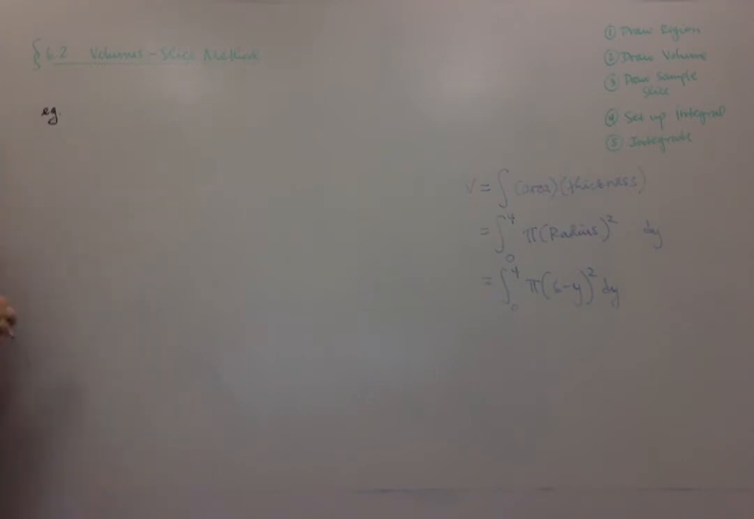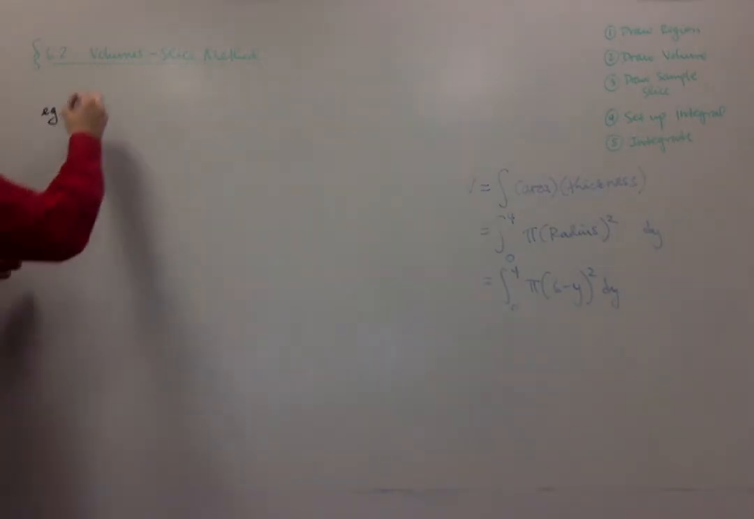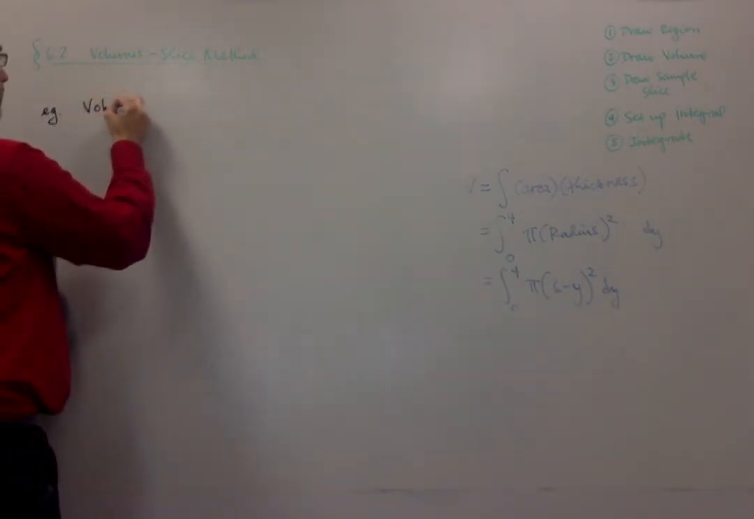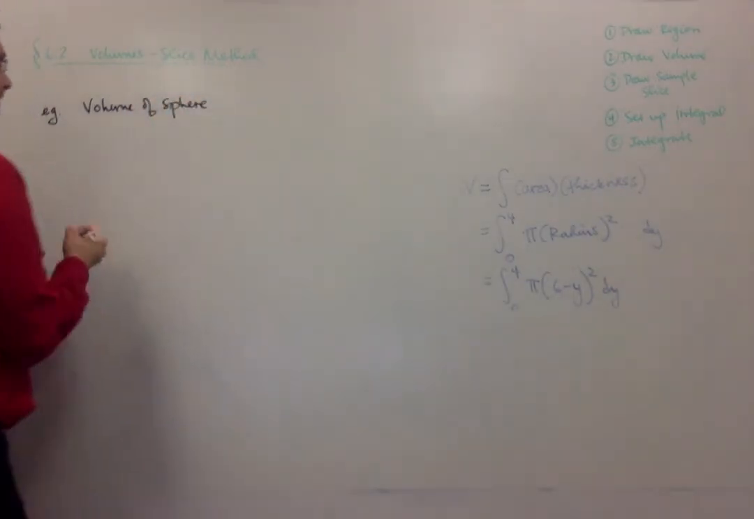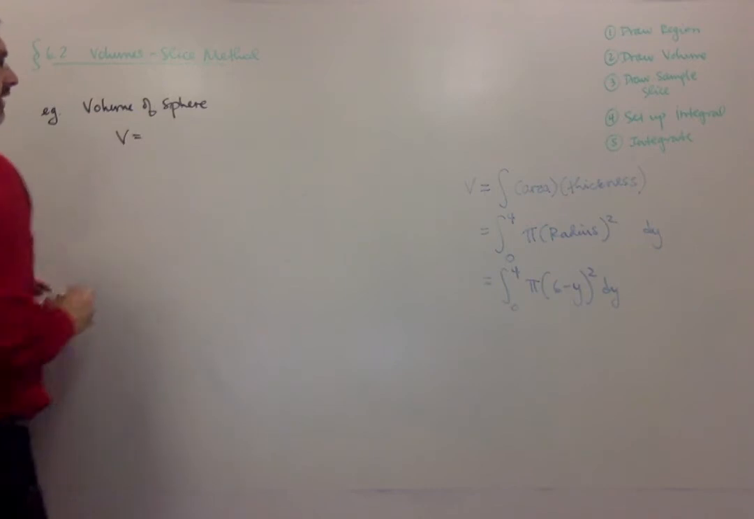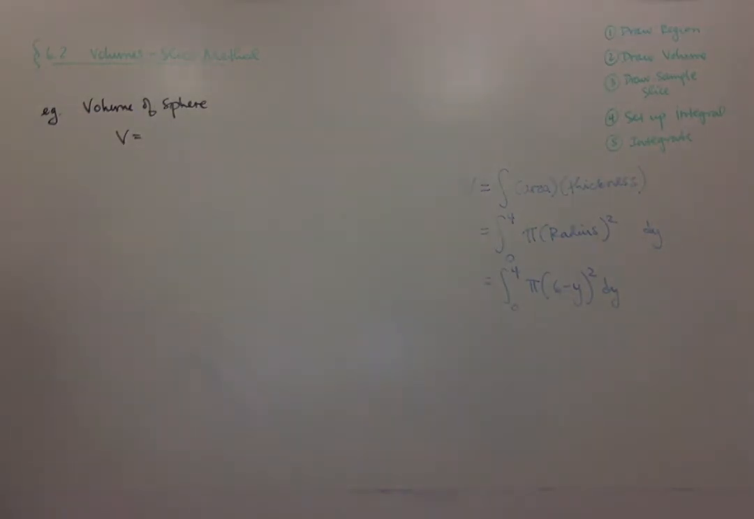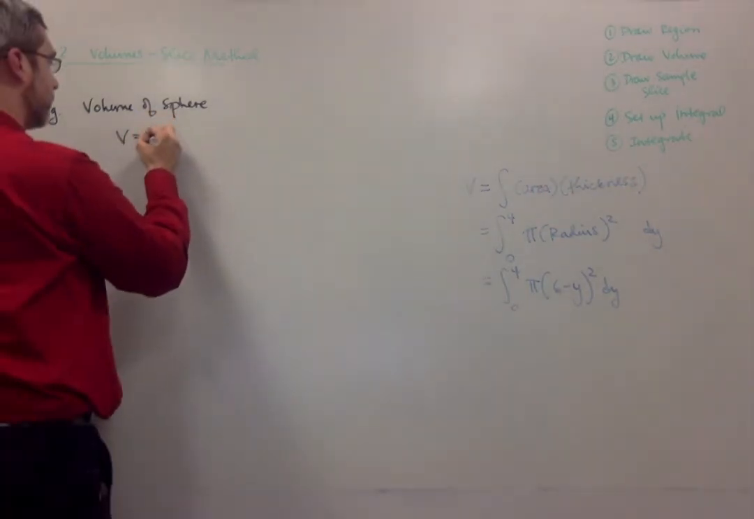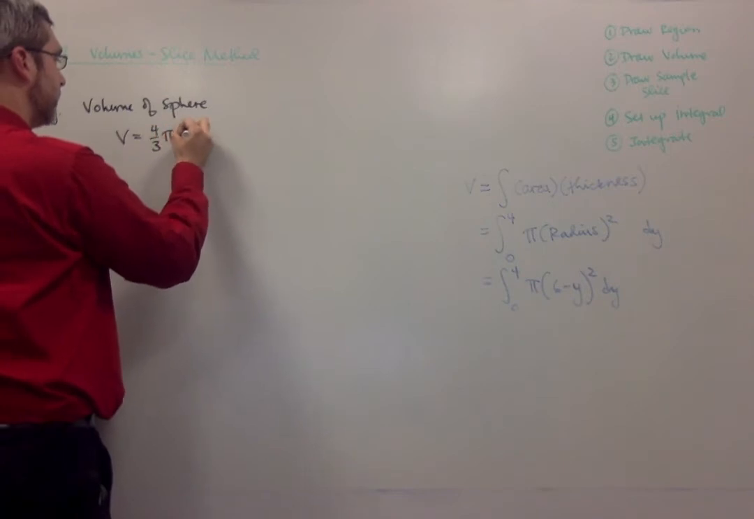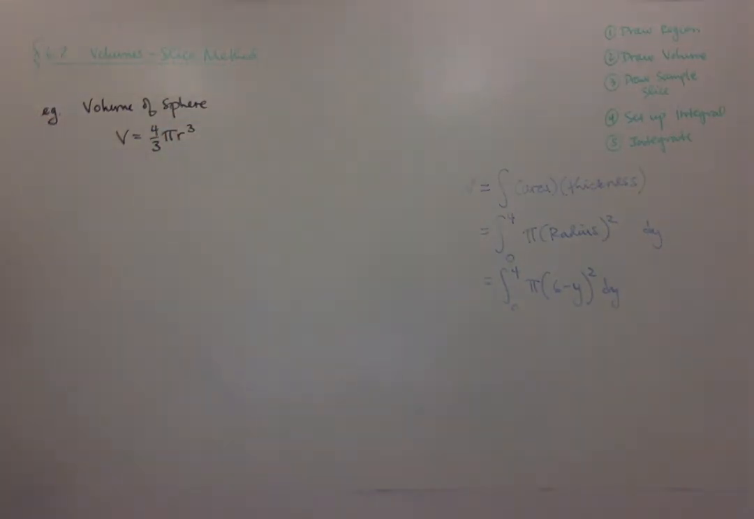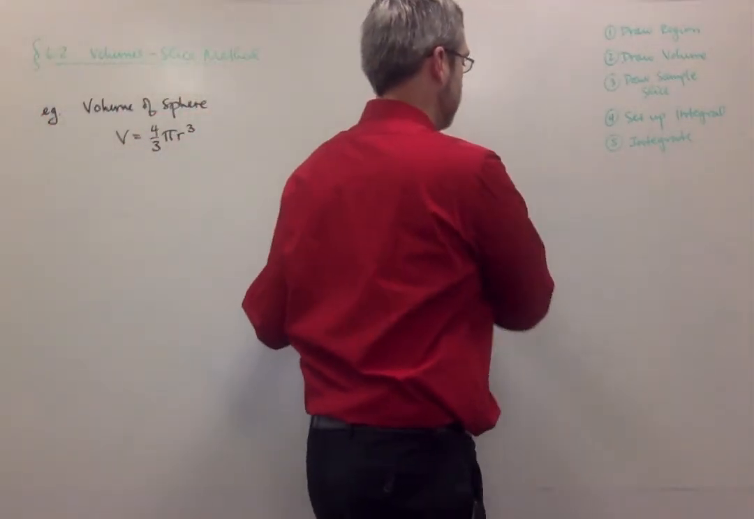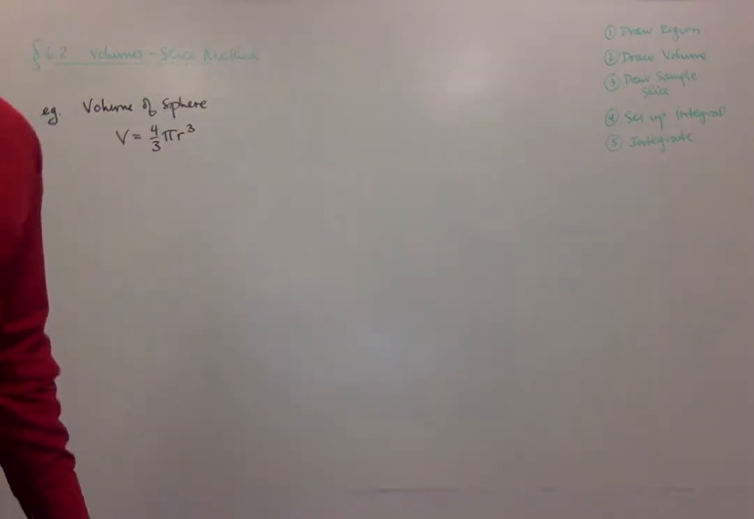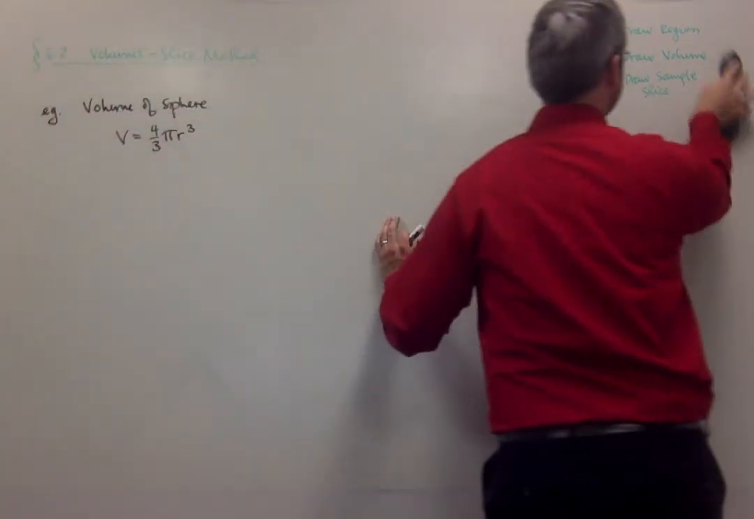Okay, the volume of a sphere. Do you remember the volume of a sphere? It is 4/3 pi times the radius cubed. So let's see if we can get that from using our methods here, all right?